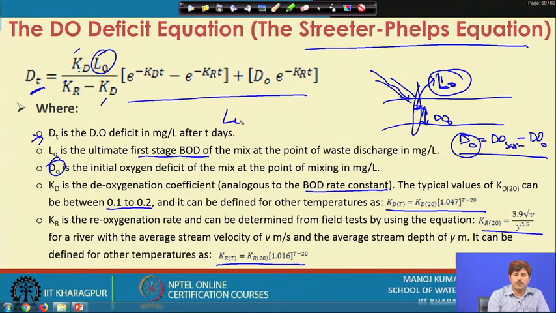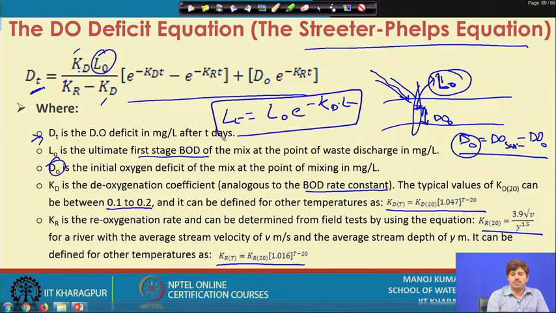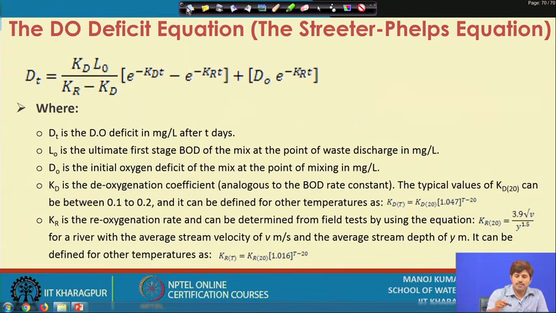As we discussed, the profile of BOD is equal to L0 e to the power minus Kd t. This simple first order expression will give us the profile of the BOD, or the organic matter present in the system, while the Streeter-Phelps equation will give us the profile of the dissolved oxygen deficit, which eventually can be taken as the profile of dissolved oxygen as well. Okay. So, that is how these two are determined.